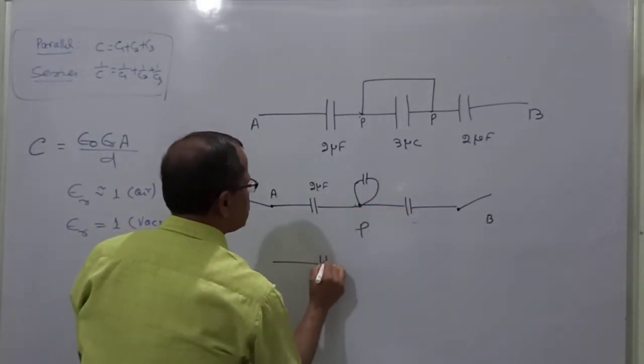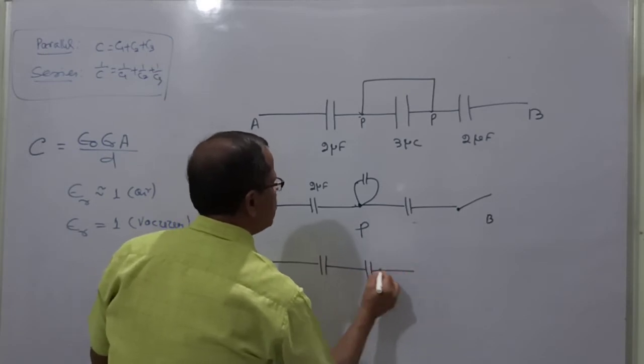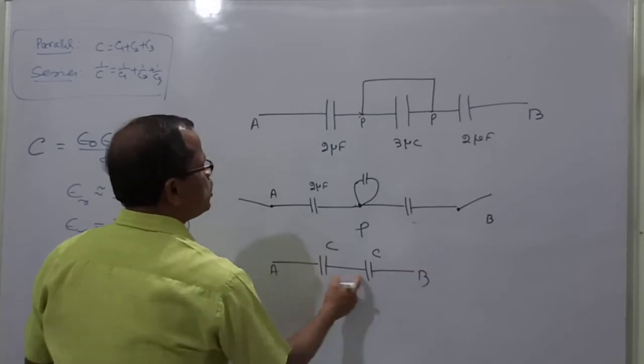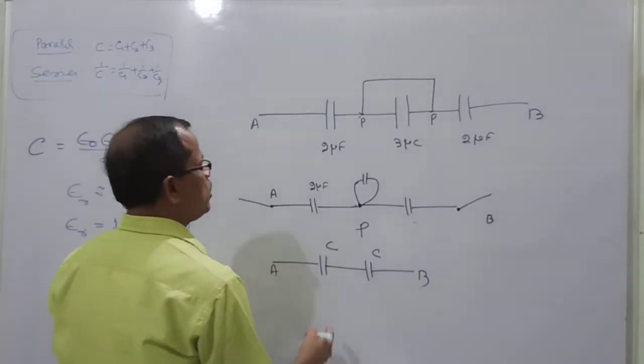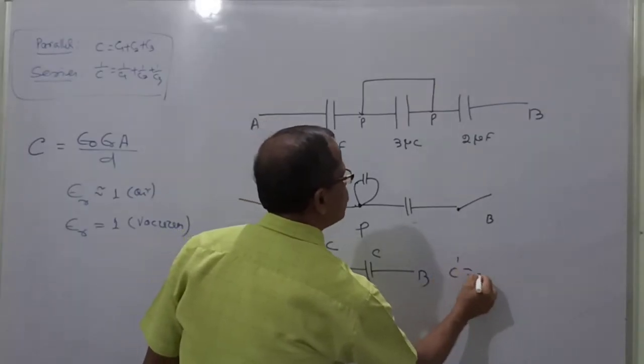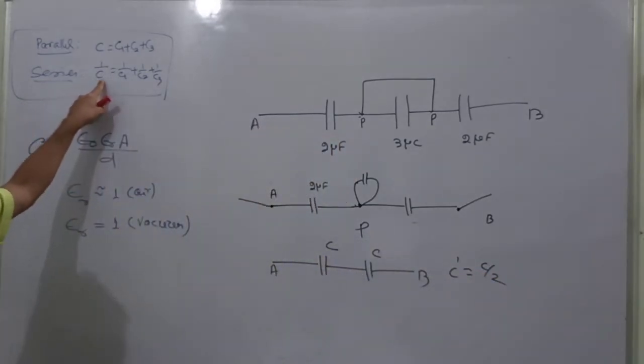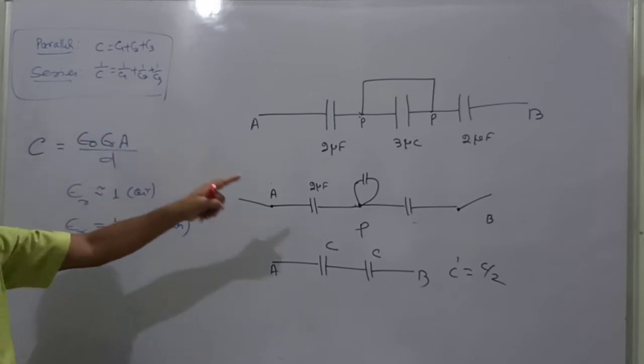So the net capacitance between the two will be C and C. This is point A, this is point B. These two are in series connection, and the net capacitance is equal to C by 2, as per the formula I told earlier. If the combination is this, then the combination will be C by 2.